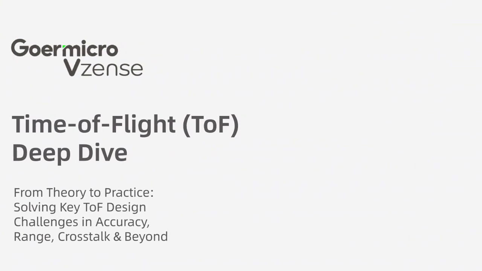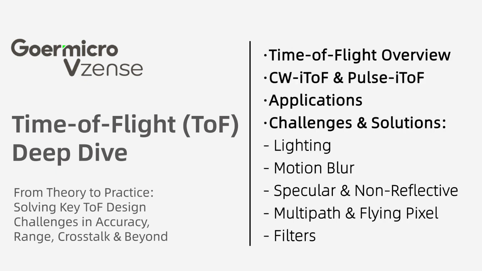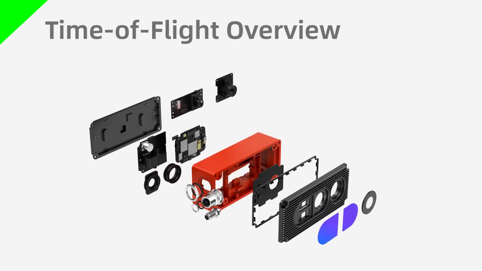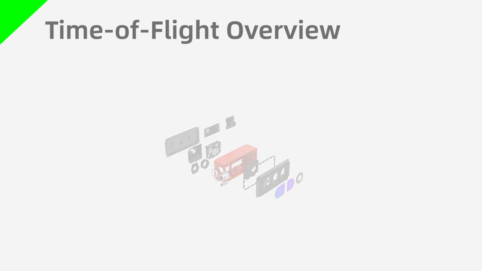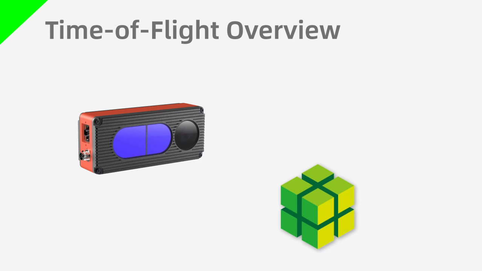Today we'll focus on key technical challenges and Goermicro Vzense's solutions. As mentioned in previous videos, a time-of-flight camera mainly consists of a light emitter, control unit, time-of-flight sensor, and processing unit. Some also integrate RGB cameras. The two core components are the light emitter and time-of-flight sensor. The emitter can use laser, infrared, or visible light, with most current ToF cameras using near-infrared.